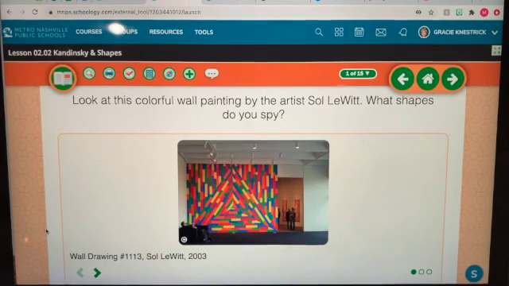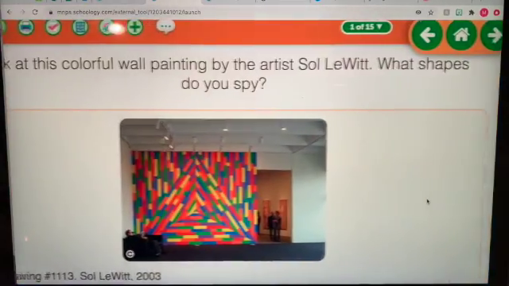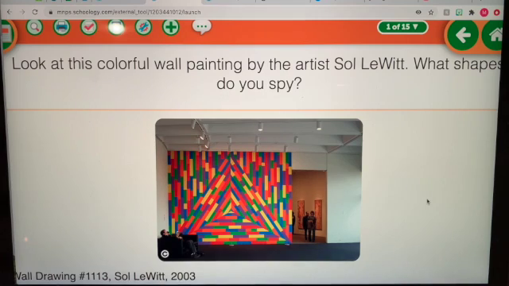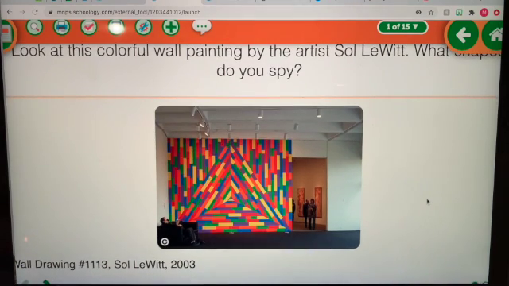Shapes are found all around us, and they might be hidden in places that you've never seen before, or maybe not think of seeing. So in this picture right here, I'll zoom in a little bit, or try to. This is made by Sol LeWitt, who made this wall drawing. It's kind of like a mural, and there are lots of different shapes that are found in this mural. What shapes do you guys see? I'll give you a second to look at it.